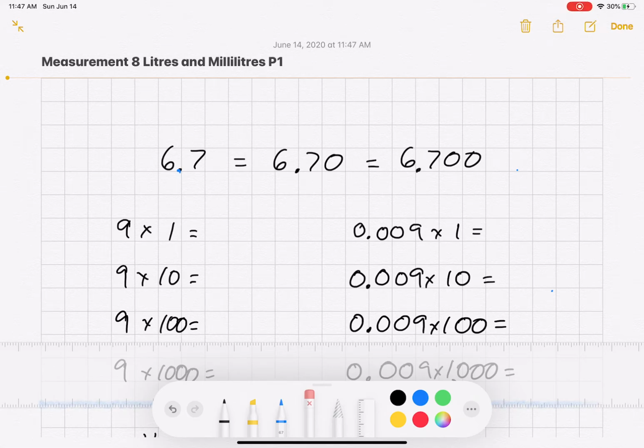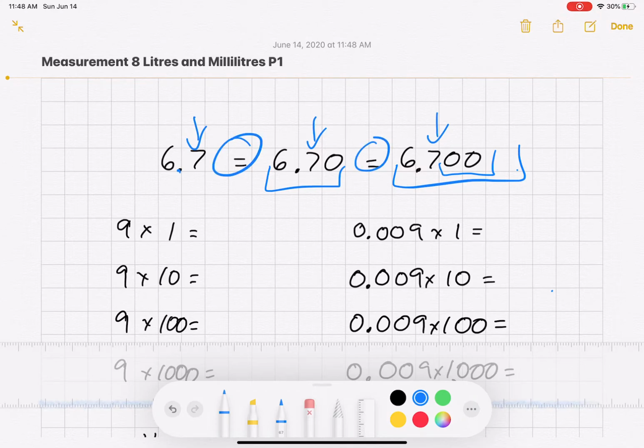Okay, so now we're having a look at liters with milliliters. If I have the number 6.7 and I wrote it as 6.70, and then I wrote it as 6.700, if I'm looking at the 7, it's always in the tenths place. So no matter how many zeros I put behind, it's not changing the number. These equal signs still hold true, okay?